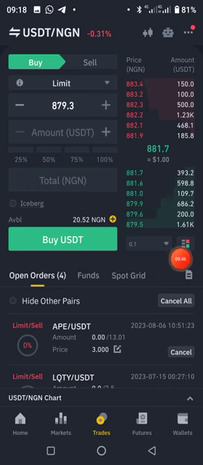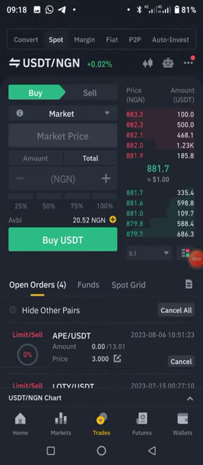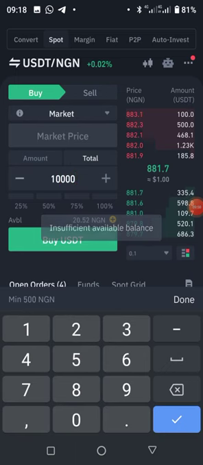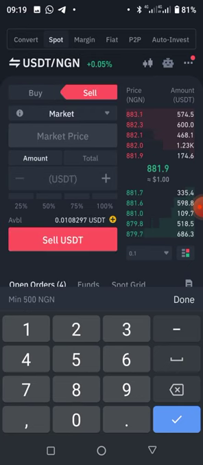Then you can even set a limit buy, and you can just say at the market price. Let's say this came down to 850 now. You can just put your amount of Naira here. Then you buy. When you buy, the equivalent amount of USDT will be credited to your account. When the naira rate now goes up, then you now sell. You come to this place and you sell your USDT for naira.